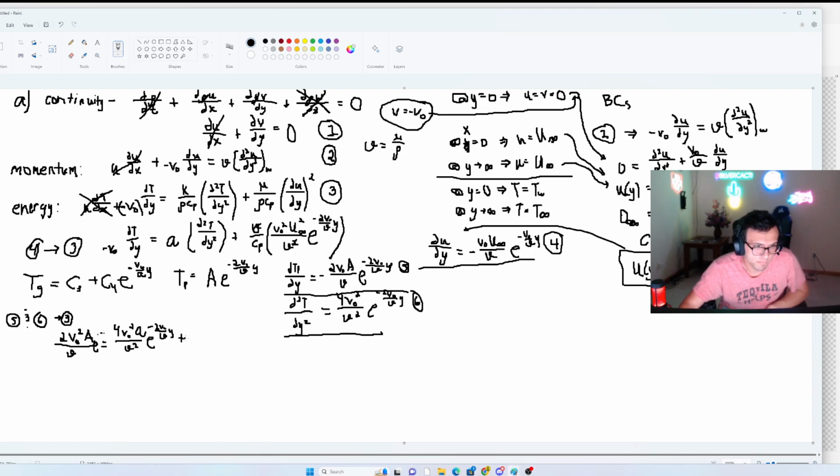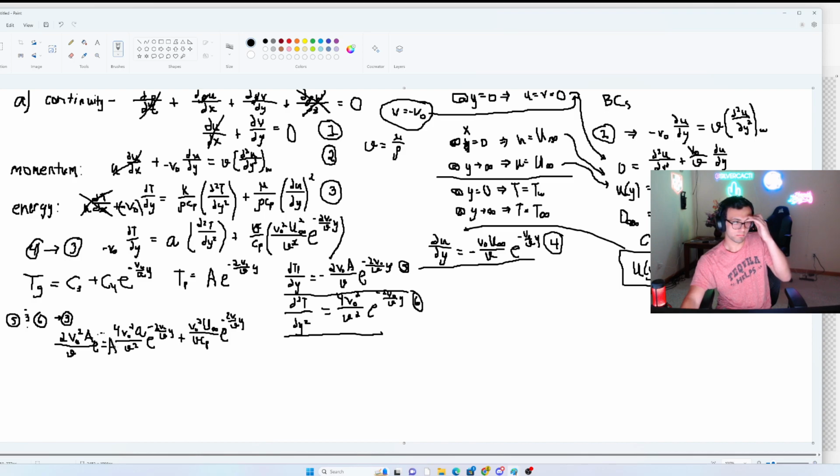Plus another v sub O squared times u infinity over Cp, viscosity times Cp, to that e to the minus 2 v sub O over viscosity. And then basically you solve for A here. This one also A. So it's A times this. And that will give us a partial solution for this.